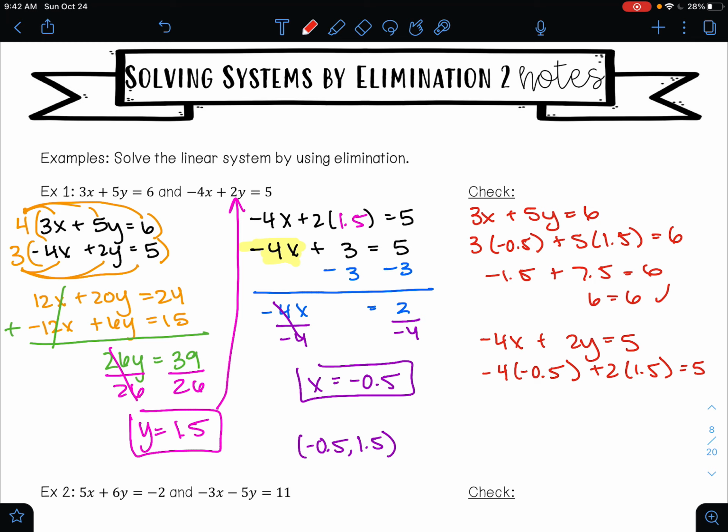Negative 4 times negative 1.5 is 2. 2 times 1.5 is 3. 2 plus 3 is 5. 5 equals 5, so that works. So this is, in fact, our solution.